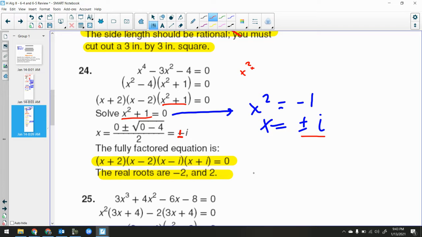Oh, it asks for the real roots. I would say if it asks for the roots here, it's -2, +2, plus or minus i. Right? But they were kind of funky there. They just asked for the real roots. I won't be that mean to you.